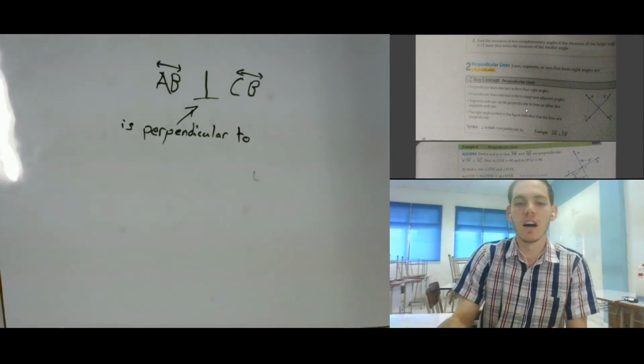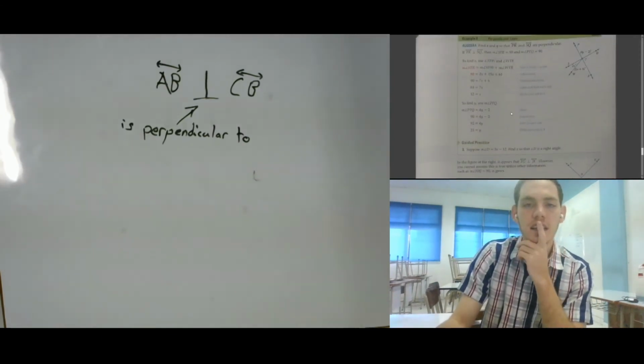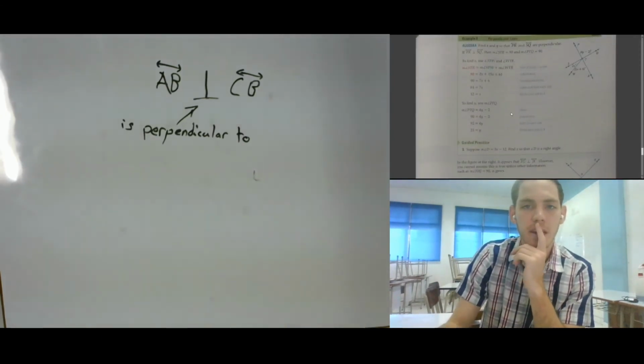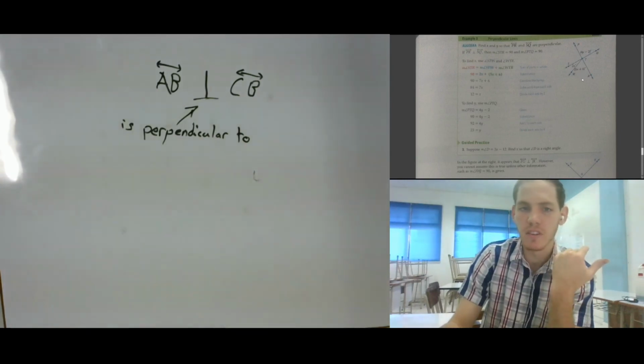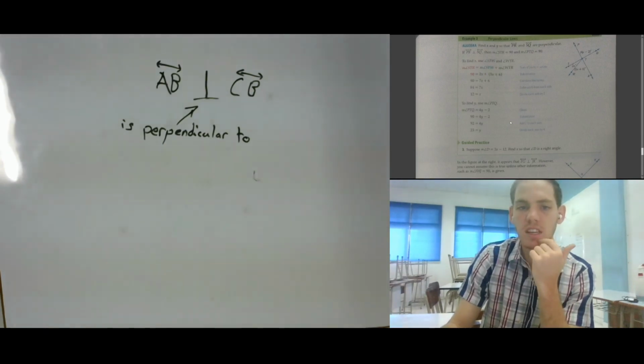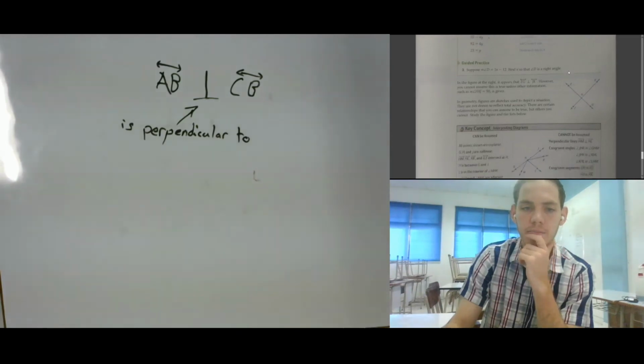Find x and y so that line PR and SQ are perpendicular. So essentially, you just have to solve this out over here. You just add it up. So 2x plus 5x plus 6 equals 90. Solve it out, and you get x equals 12. And then using the same logic over here, you can solve for y.